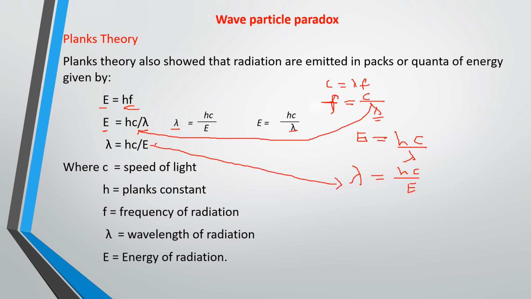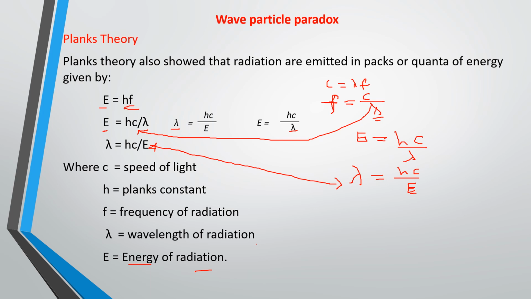So this is another scientist that also showed that a radioactive particle emits energy in the form of quanta, and that the wavelength of the emitted radiation is equal to the Planck constant and the velocity all over the energy emitted. So we have that c is the speed of light, h is the Planck constant, f is the frequency of radiation, lambda is the wavelength of radiation, and E is the energy of radiation.